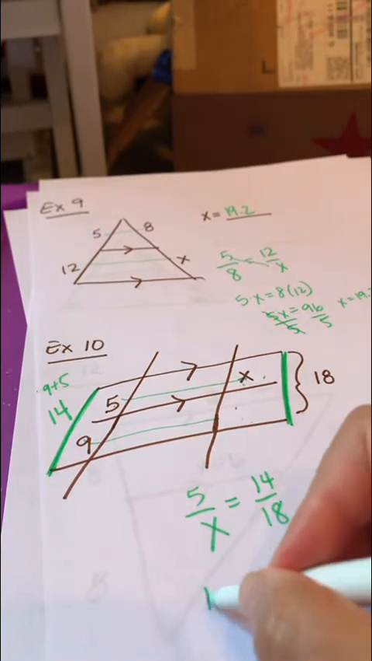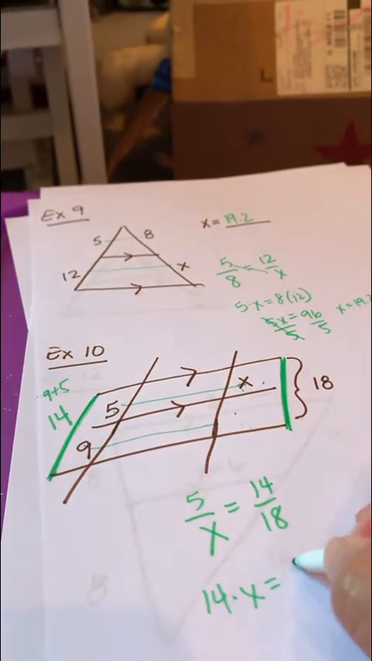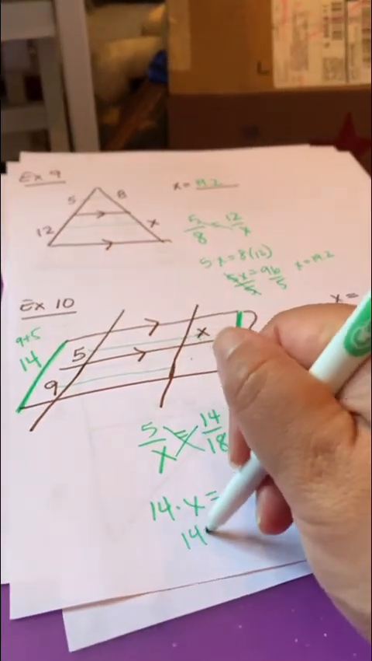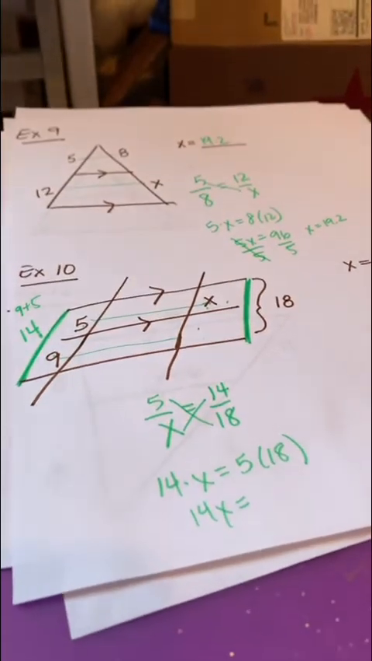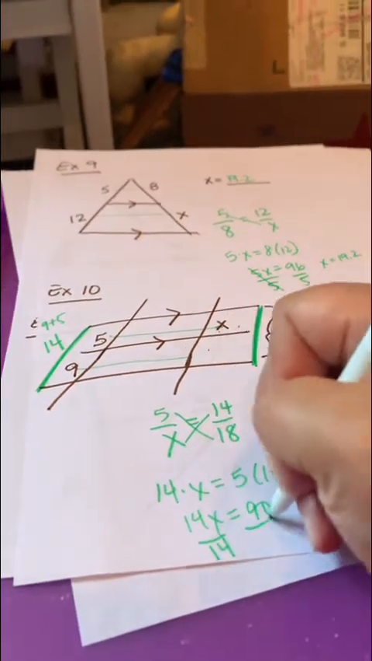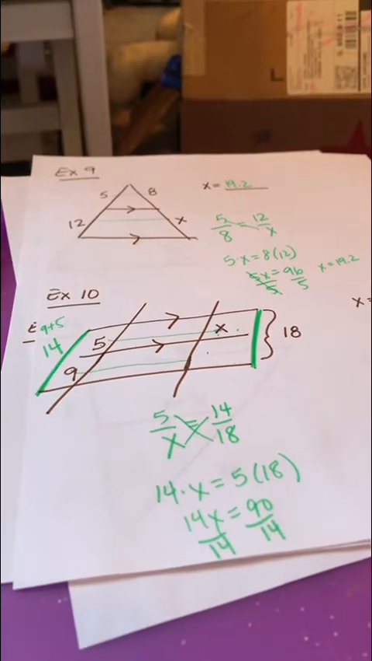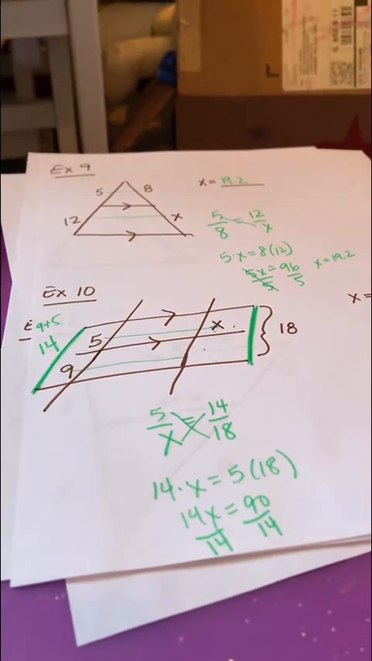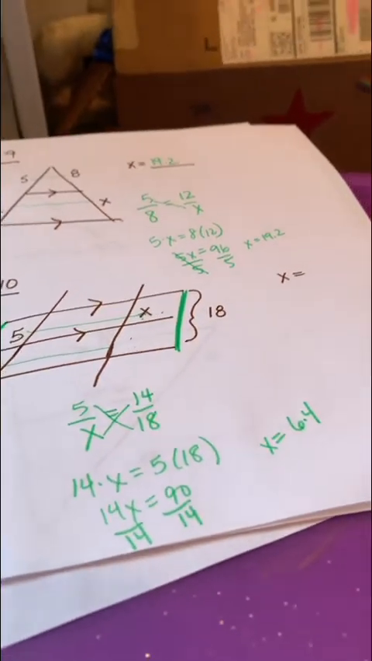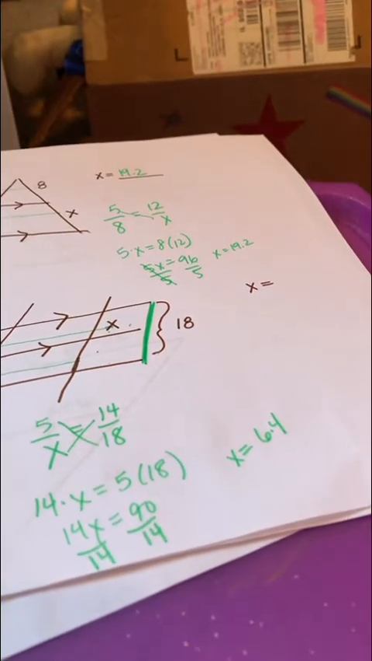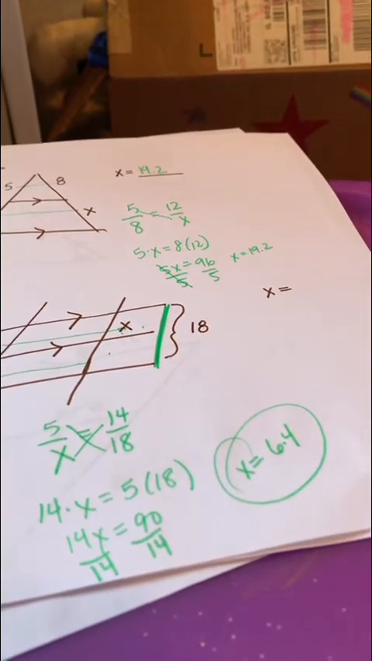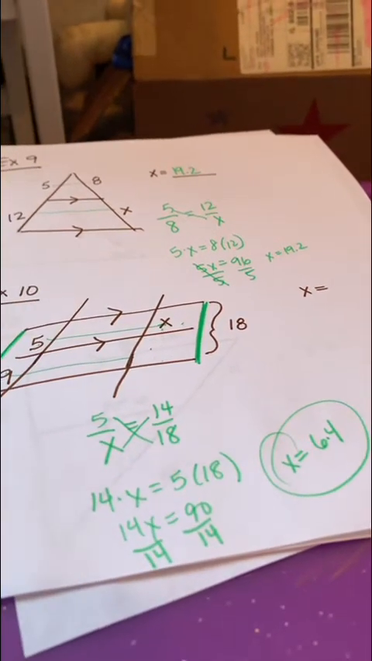So once that happens, cross multiply, 14x equals 90 divided by 14. X is approximately 6.4. And it happens, sometimes that decimal is a little bit yucky, so tenths is fine. Not having to write down that whole decimal is okay. No problem.